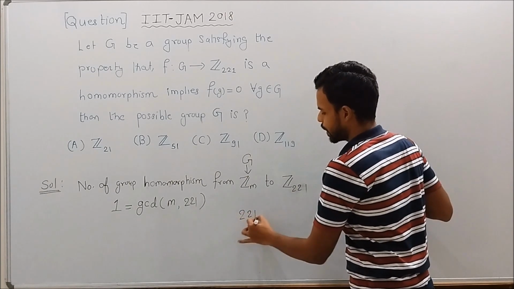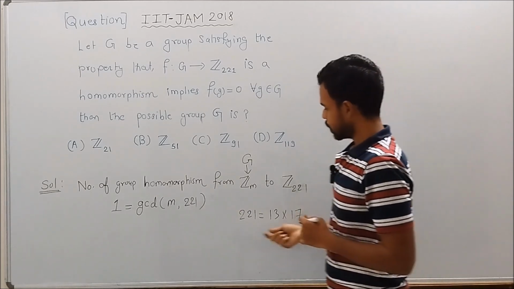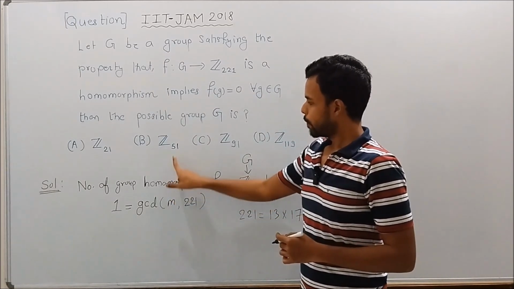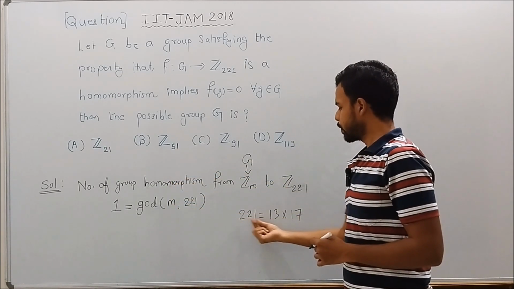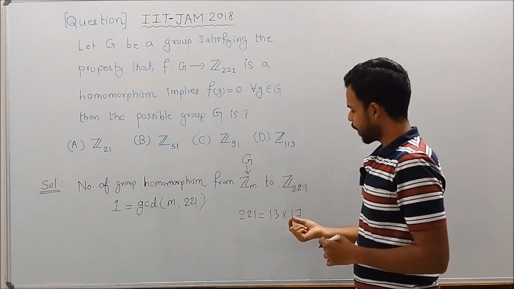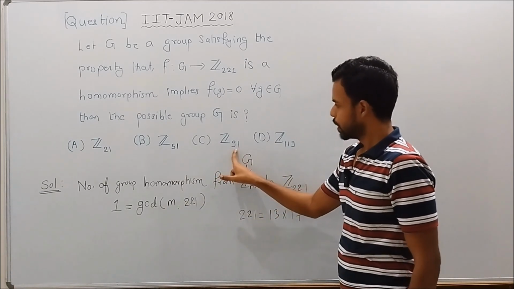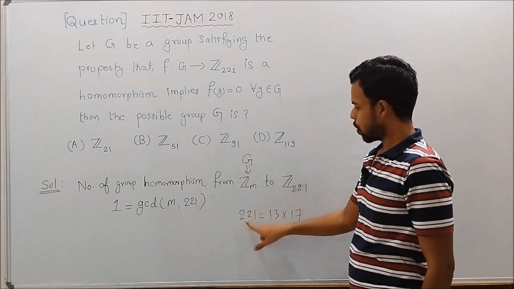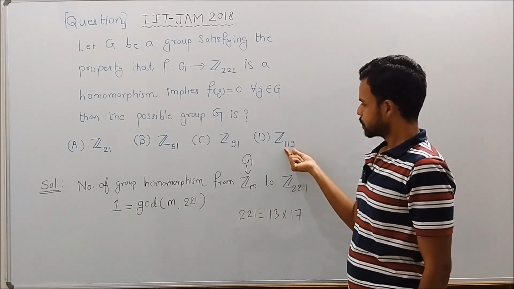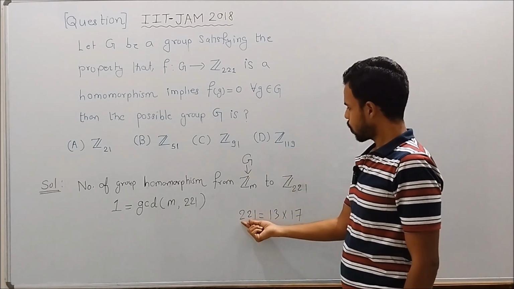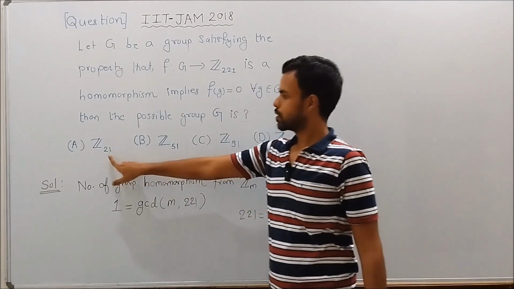Now 221 can be written as 13 into 17. Clearly m cannot be 51, because if m equals 51, then 221 and 51 have a common factor 17, so GCD cannot be 1. Similarly, m cannot be 91, because 91 and 221 have a common factor 13. m cannot be 119, because 119 and 221 have a common factor 17. So these three options are discarded, and we are only left with option A.